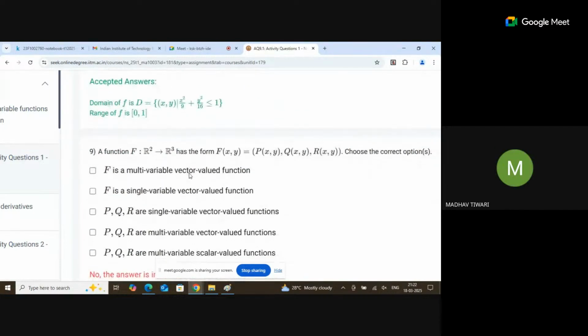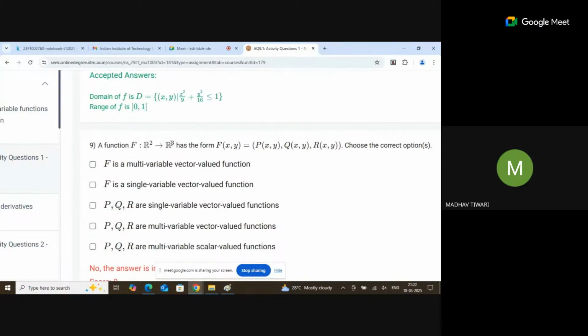After this, we have this function which we have to define from R2 to R3. Okay, so the function is given like this. You can see R2 it is. So is f multivariable or single variable? Multivariable. And P, Q, R, you can see that it is from R2 to R3. So these three components are real numbers, right? Yes. So P of x, y is a real number. Now you have to tell me whether these P, Q, R are single variable or multivariable firstly. Multivariable. Okay. Vector valued or scalar valued? Scalar valued.